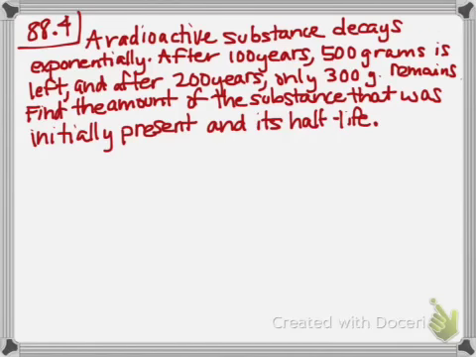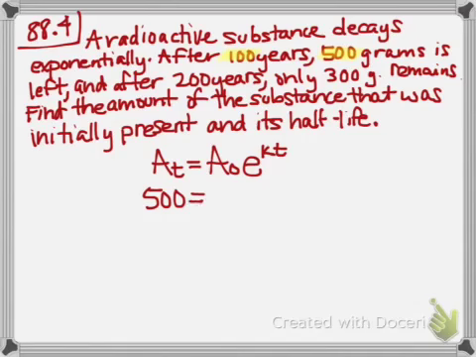Okay, next problem. A radioactive substance decays exponentially. After 100 years, 500 grams is left, and after 200 years, only 300 grams remains. Find the amount of the substance that was initially present and its half-life. Okay, so this problem is a little bit different because we don't have an initial value, which is what we're going to try and figure out. So, we know that after 100 years there were 500, and we know that after 200 years there were 300 grams.